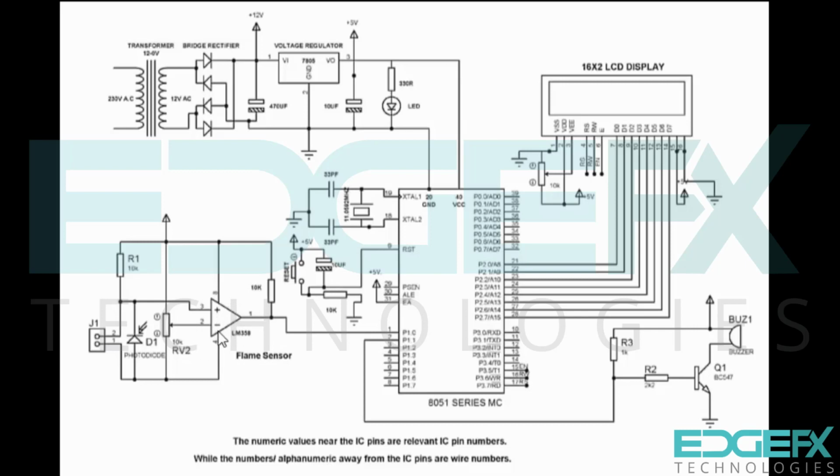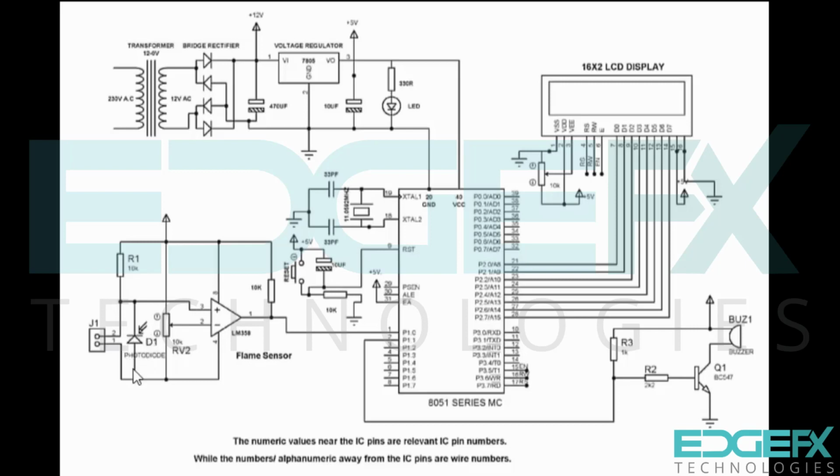Let's see how the comparator works. A comparator has a non-inverting terminal, an inverting terminal and an output. This plus is the non-inverting terminal and minus is the inverting terminal. When the plus voltage is more than minus, the output will be high. When the minus voltage is more than plus, the output will be low.